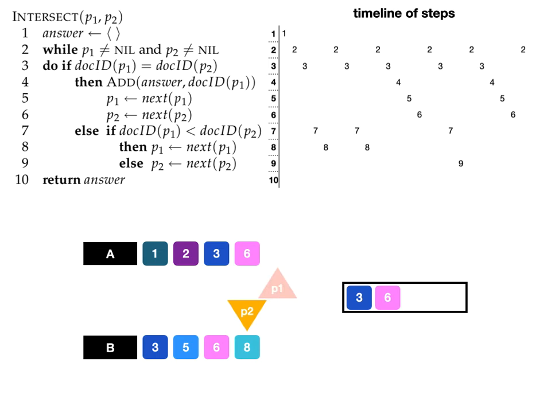Finally, is P1 not nil? No, P1 is nil. This loop ends. This is our answer: 3 and 6. We return the answer.